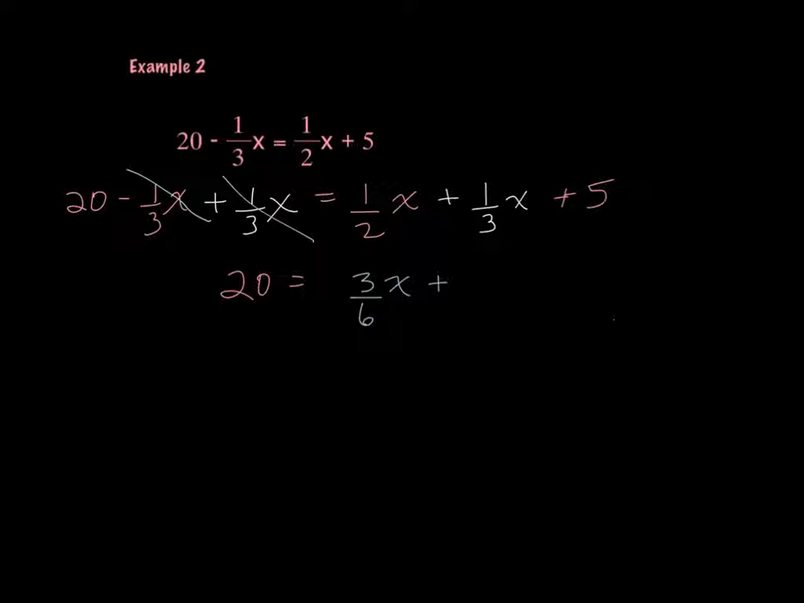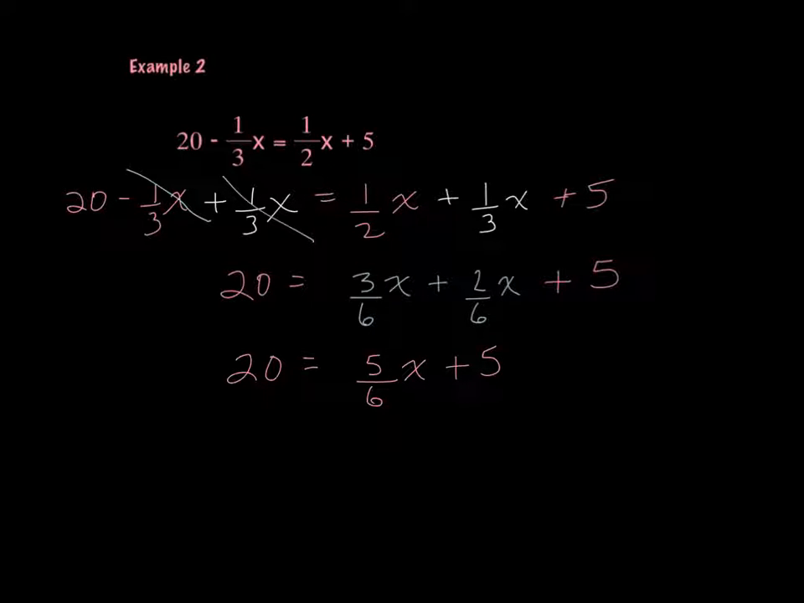3/6 x, and our 1/3 becomes 2/6 x. And if you need a brushing up on how to get there, I recommend looking back at our videos on adding fractions, finding a common denominator. We multiplied both numerator and denominator by 3 over here, and by 2 over here to get those in common. And now we can go ahead and add. We'll write our 20 first. And 3x plus 2x is 5x, so it becomes 5 over 6x plus 5.